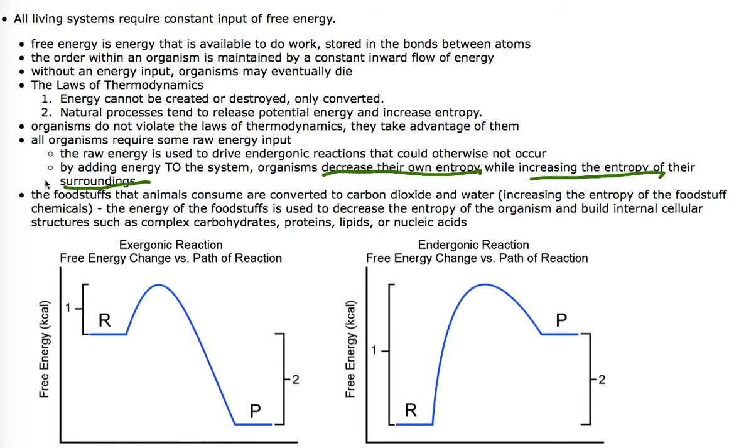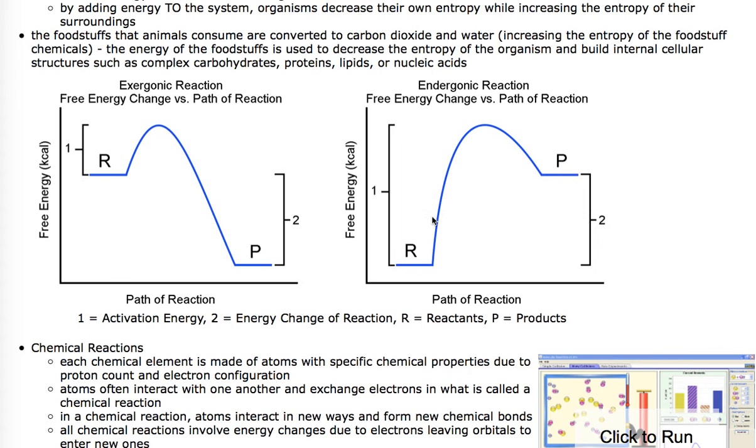Okay. The foodstuffs that animals consume are converted to carbon dioxide and water, increasing the entropy of the foodstuff chemicals. The energy of the foodstuffs is used to decrease the entropy of the organism and build internal cellular structures. Okay. Now, before we move on, we have to talk briefly about these path of reaction graphs. So what you see on these two graphs is a story of a chemical reaction. The one on the left is what we call an exergonic reaction, and the one on the right is what we call an endergonic reaction.